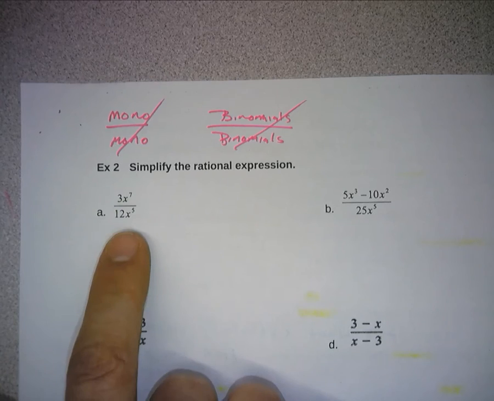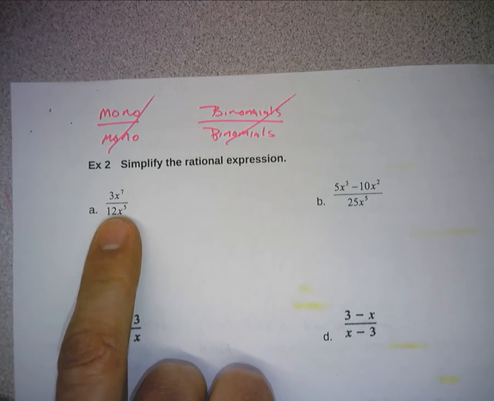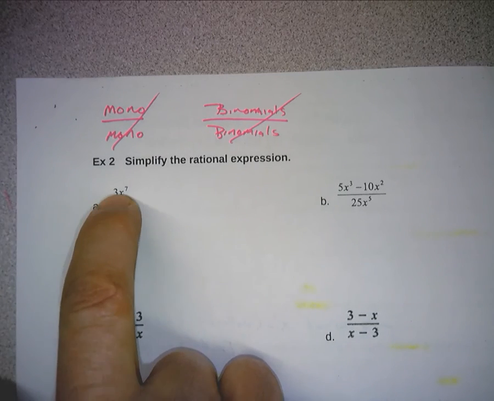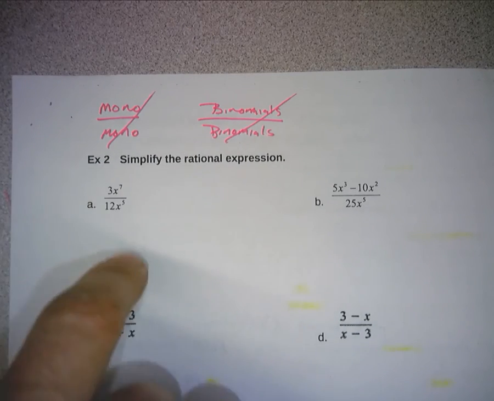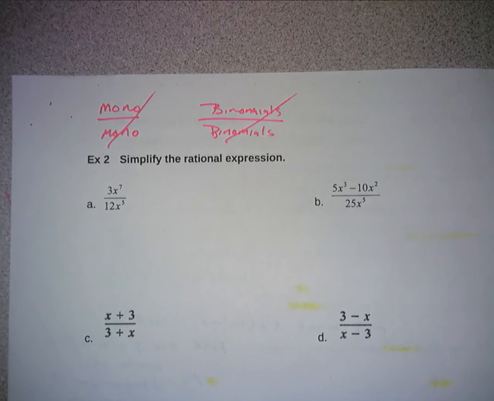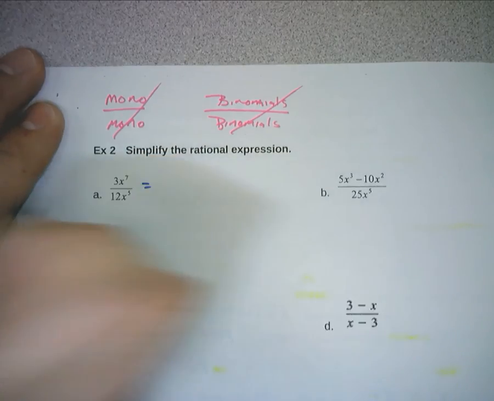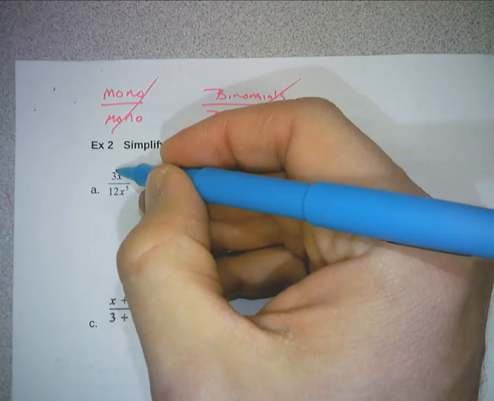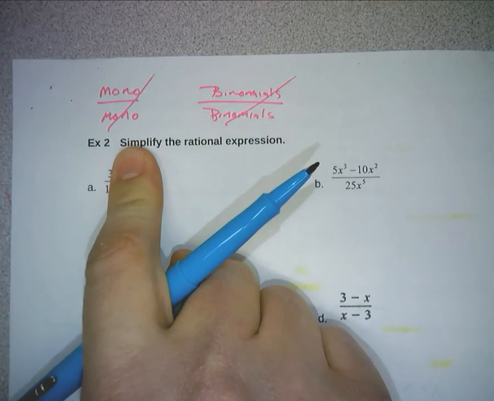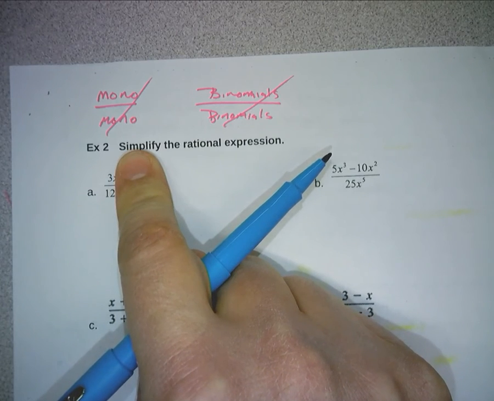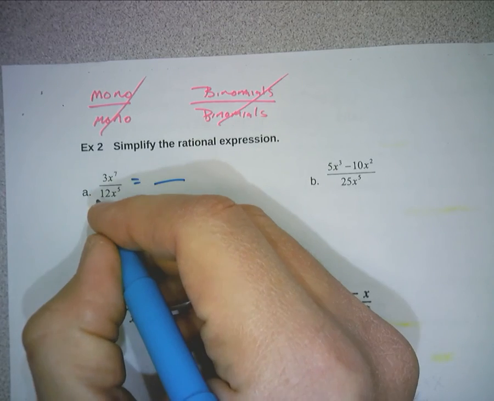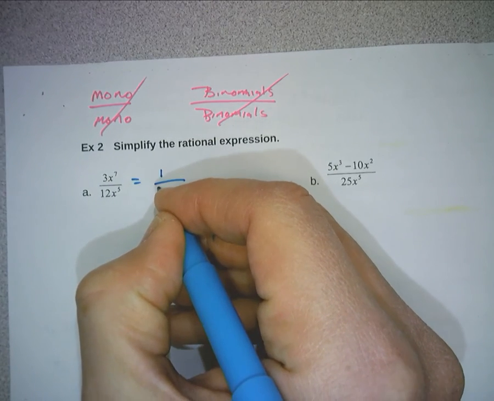So when I take a look at example 2a here, I have 3x to the 7th divided by 12x to the 5th. This is a monomial, this is a monomial. This is something that's okay to reduce. This is something we've actually done earlier in chapter 5. We had 3/12. If I cover up the x's, 3/12 reduces by 3. So 3 and 12 reduced by 3 leaves me with 1/4.